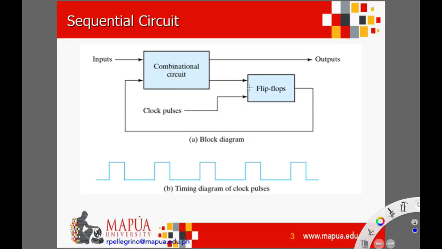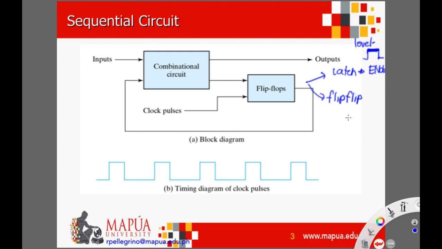So what are the two types of memory element that you can use for the sequential circuit? You can use either a latch or a flip-flop. So what's the difference between the two? In a latch, it makes use of an enable input, which means you use a level triggered value. So you have here a level triggered clock.